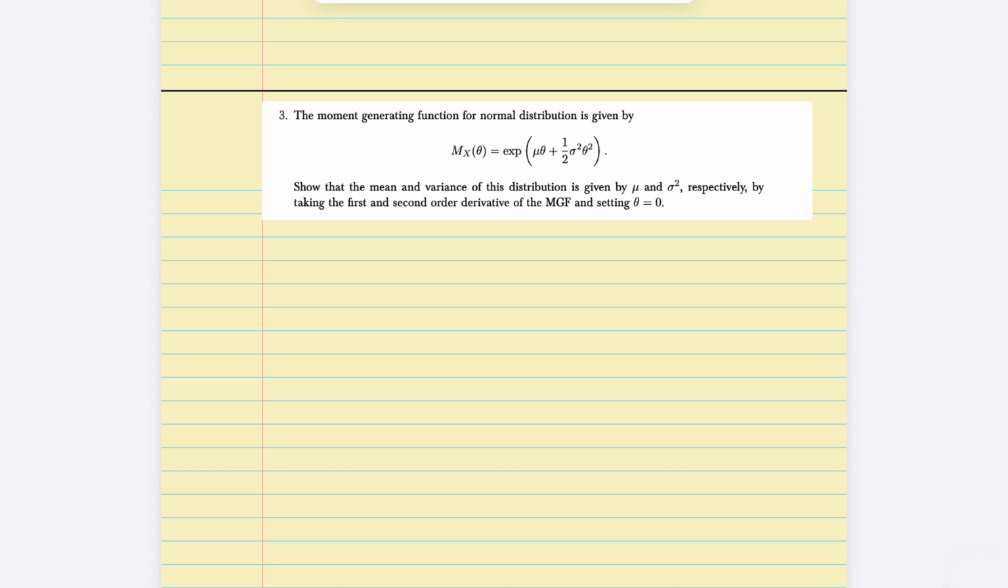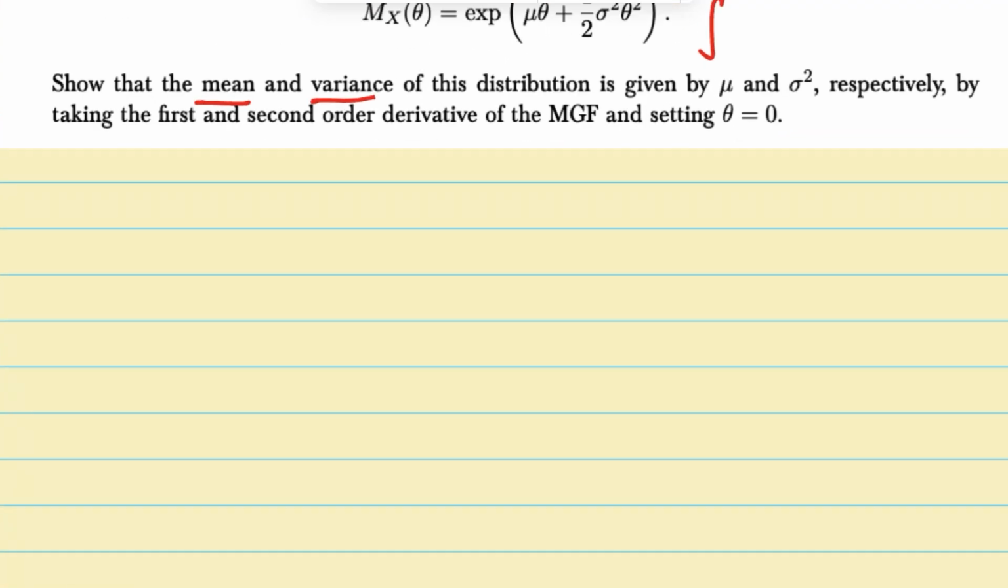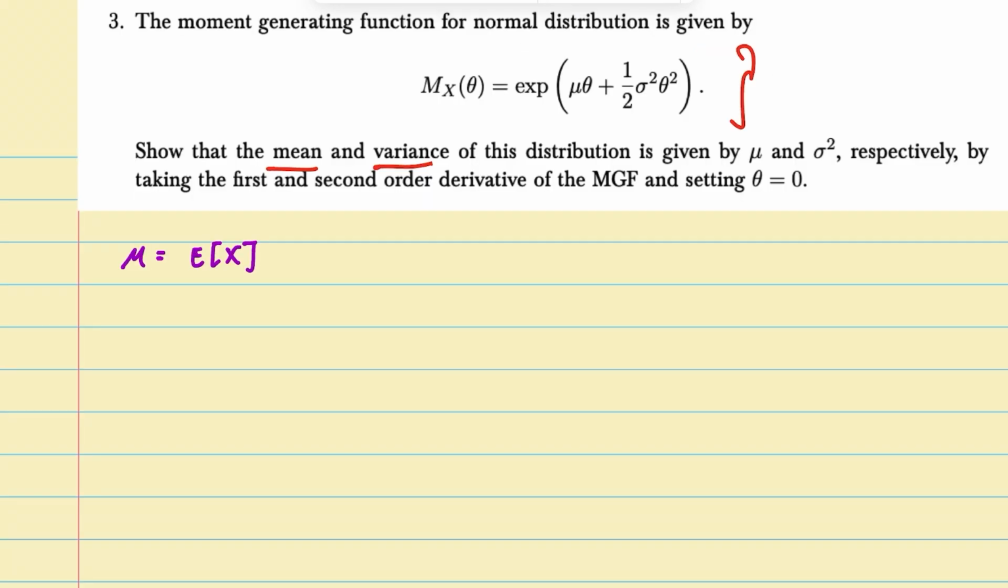Okay, so let's move on to question number 3. We are asked to show that the mean and variance of this distribution are given by mu and sigma squared, respectively, by taking the first and second order derivative of the MGF, which is this equation here, and setting theta as 0. So we need to remember that mu is the first moment of X. Then the variance is the second moment of X minus the first moment of X squared.